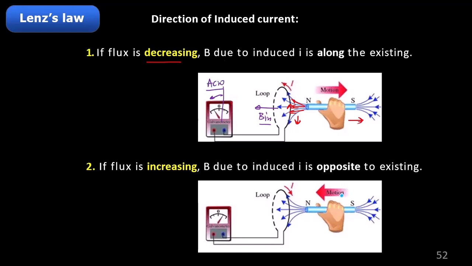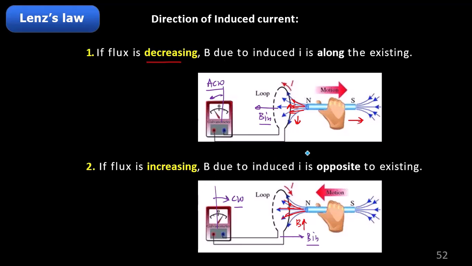The same logic, if I move this towards the loop, now the red colored magnetic field lines will increase because more magnetic field lines try to cross the loop. So B will increase. As a result, the induced magnetic field will be in the opposite direction, in this direction, B induced. So now the deflection of the current should be in the clockwise direction. So either the current may flow clockwise or anti-clockwise. It depends on in which direction I am moving the magnet.